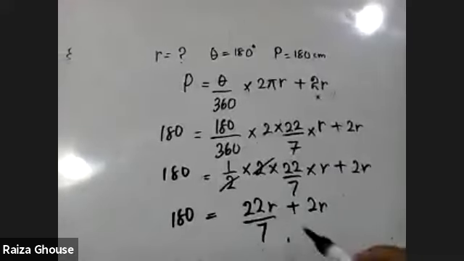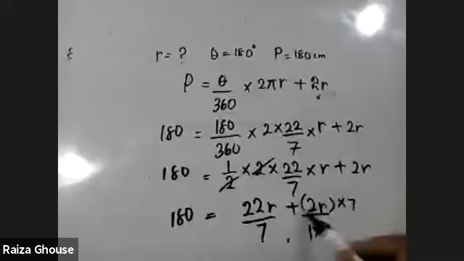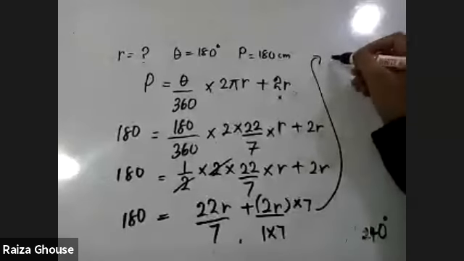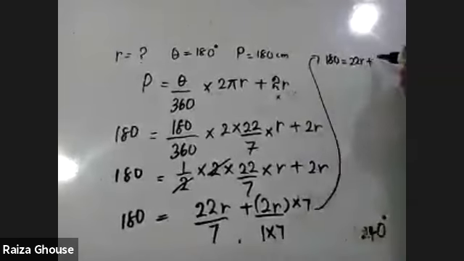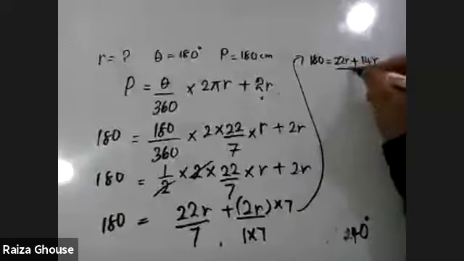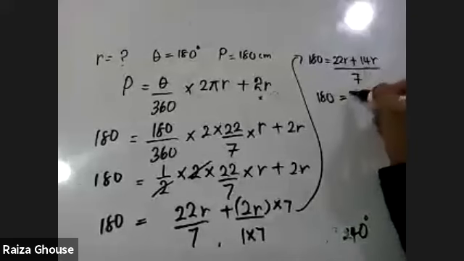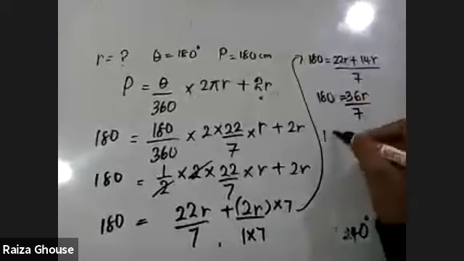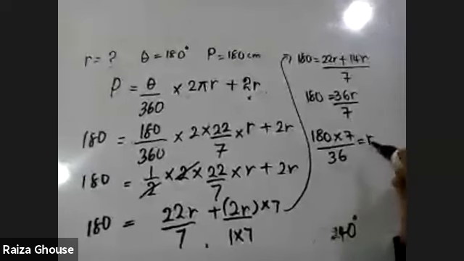In fractions, you learned that if denominators are different, you have to make a common denominator. So I can make the common denominator by multiplying this by 7. Now what do you get here? I can do the working here now. Look at the board. 180 equals 22r plus 2 times 7, 14r, upon 7. 180 equals 22 plus 14, you get 36r upon 7. Now take 7 here. 180 multiplied by 7 divided by 36 equals r.